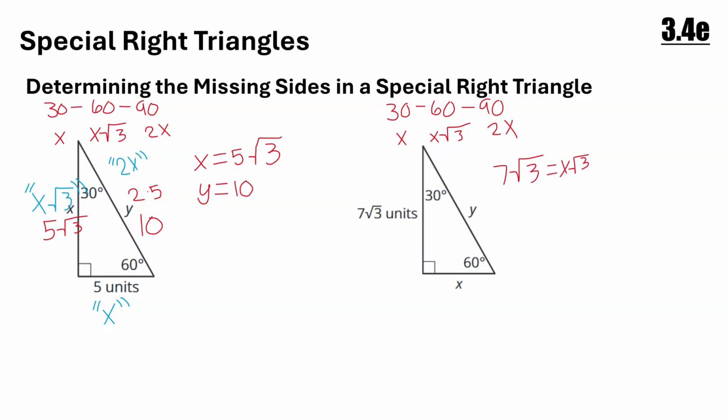Using 7 times the square root of 3 is equal to x times the square root of 3, and dividing by the square root of 3 gets 7 equals x. Since y is equal to 2x, then y equals 2 times 7, which is 14.